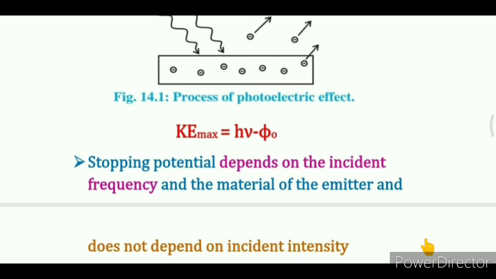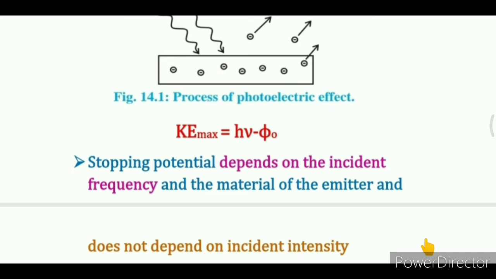So here, if the collector potential is lower than that of the emitter, the electron will lose its kinetic energy in overcoming the retarding force. If the kinetic energy is not sufficient, the emitted electrons may not reach the collector plate, and hence the photoelectric current will be 0.